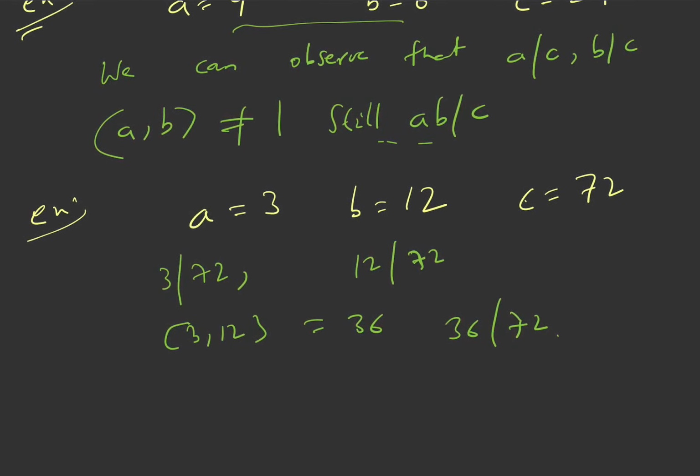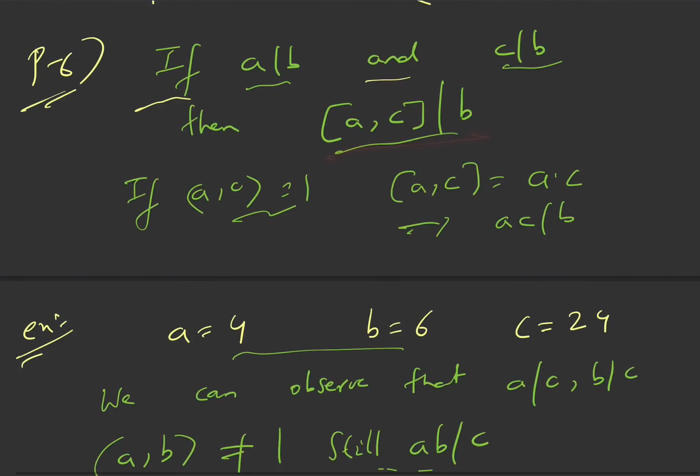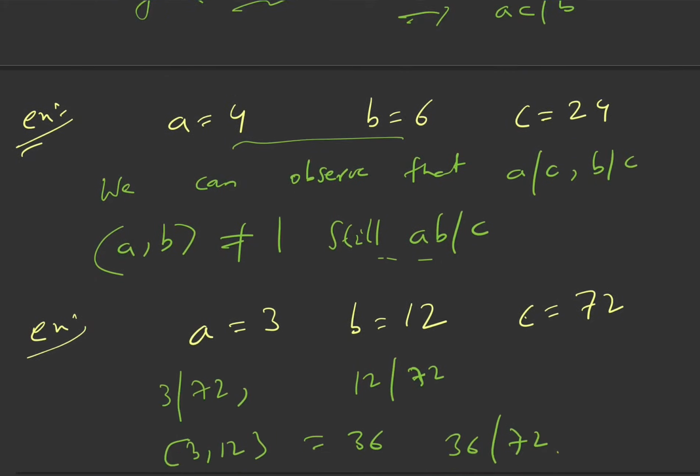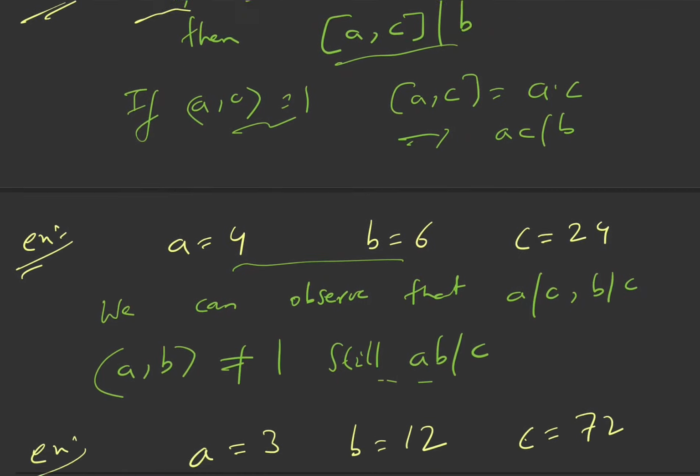So by this you can verify that LCM of A and C will always divide B. So if A divides B and C divides B, then we can definitely guarantee that LCM of A and C will always divide B. Try to think why this happens. Just think that each number is nothing but a product of primes. By that logic you can easily think of the proof of this property.